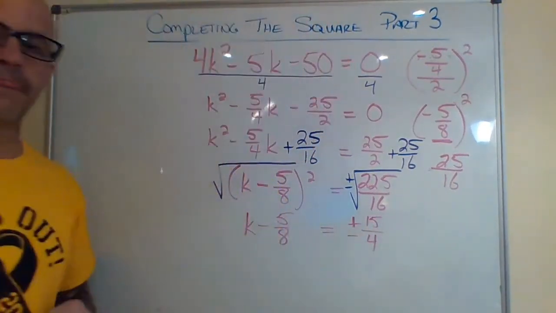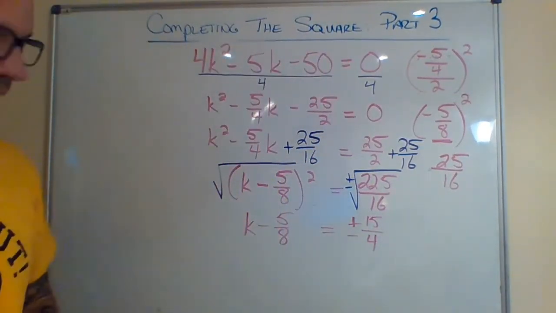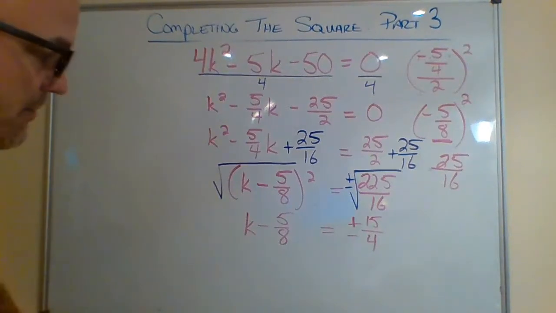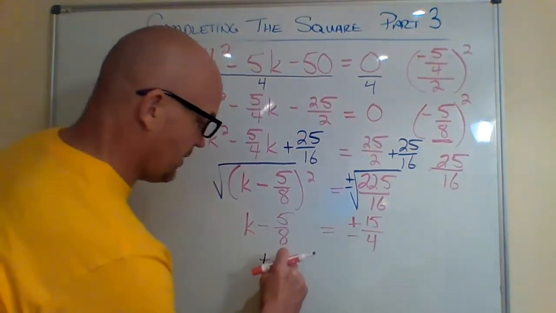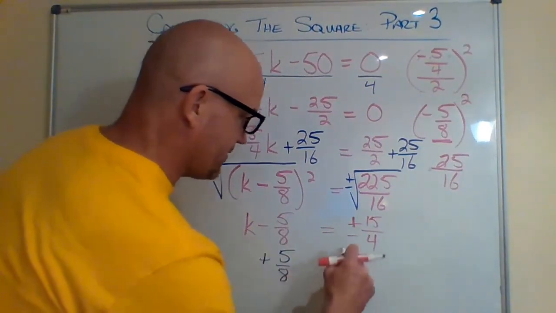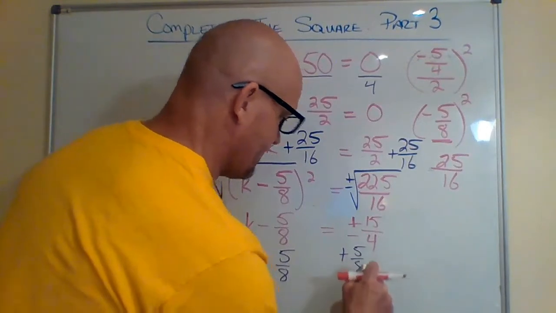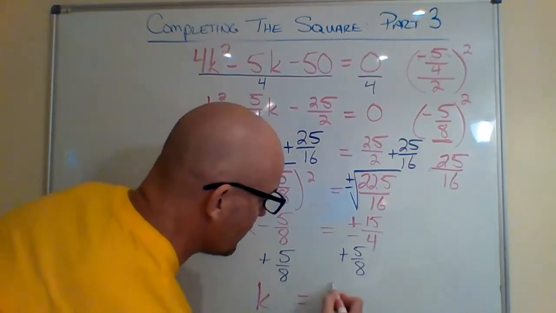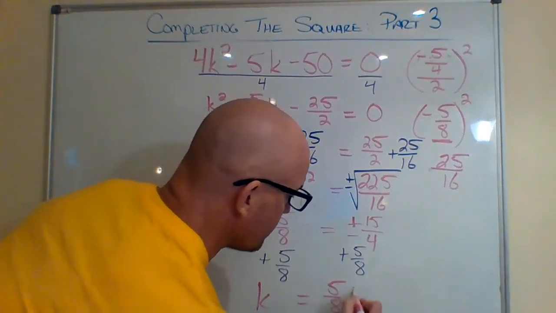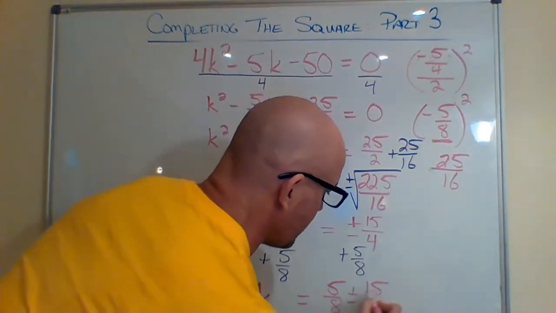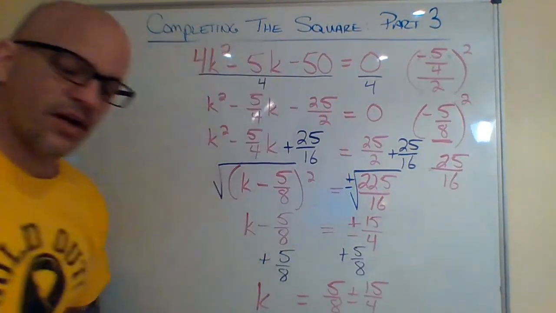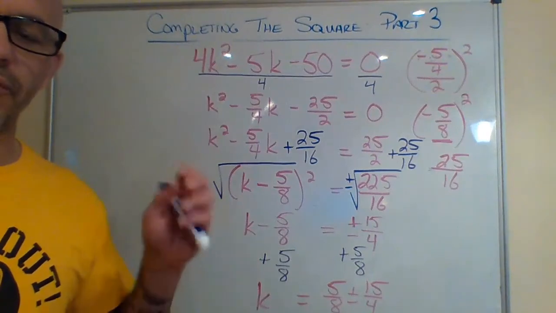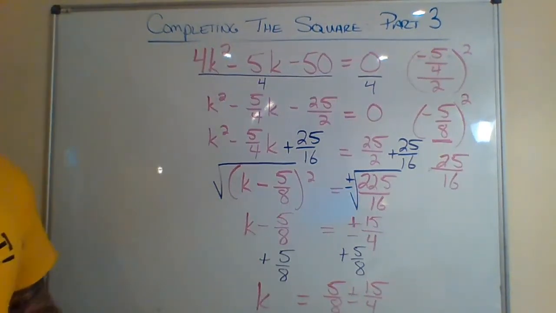15/4. Simple enough. Then I'm going to go ahead and add 5/8 to both sides. Add 5/8. Now, here's the deal. That becomes k equals 5/8 plus or minus 15/4. So since they're both real numbers, you're going to punch those into your calculator and figure those out.